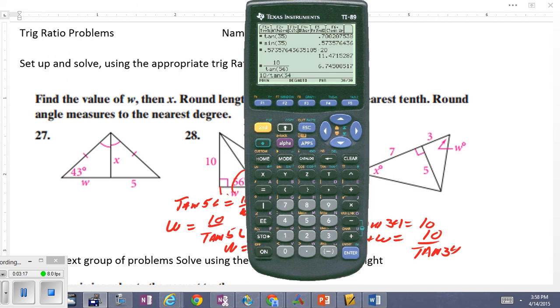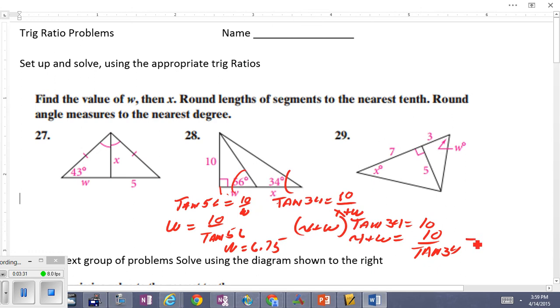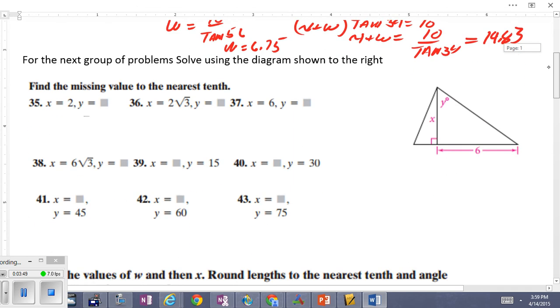And see that gives me, let's get the decimal value of that. 14.83. So this is equal to 14.83. 14.83 is x plus w. And since w is 6.75, I can subtract that from 14.83 and find my x value. Okay? And again, a multi-step problem. You've got to watch them.